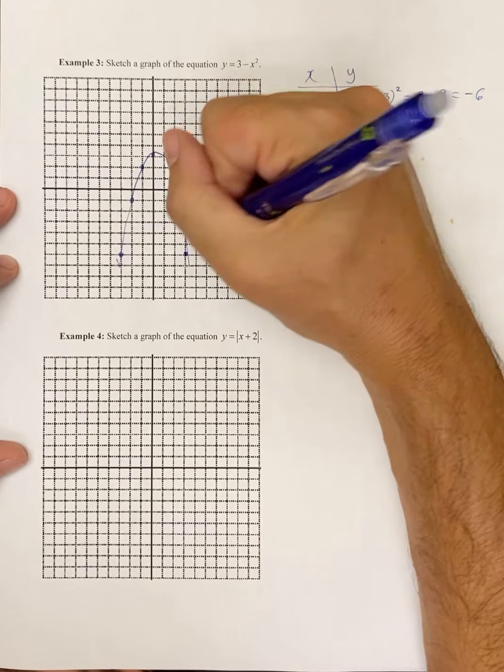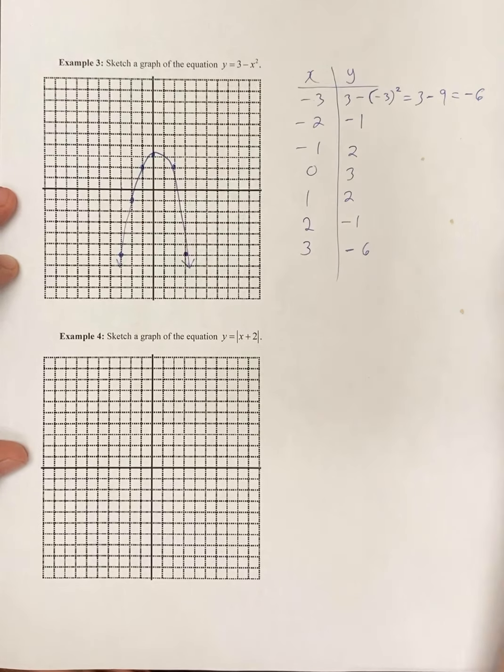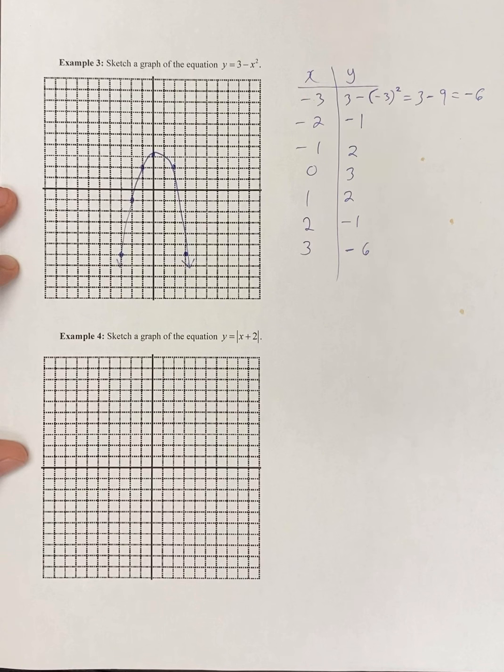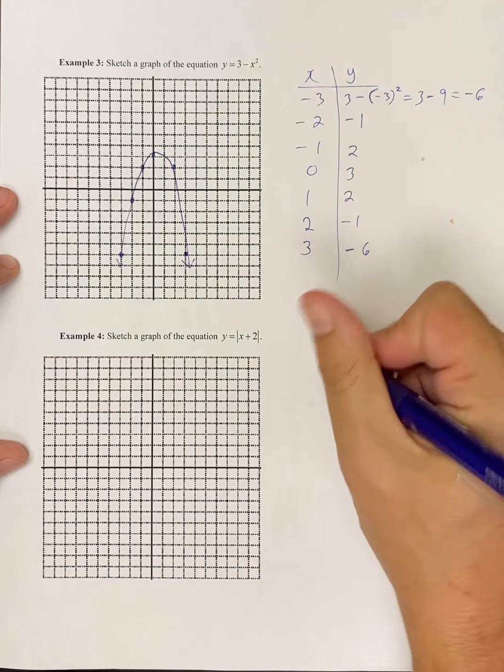And we'll learn a whole lot more about parabolas and quadratic equations later in the course. But for now, you can take my word for it that the graph does in fact look like this. All right, here's another one. This one involves absolute values. y equals absolute value of x plus 2.